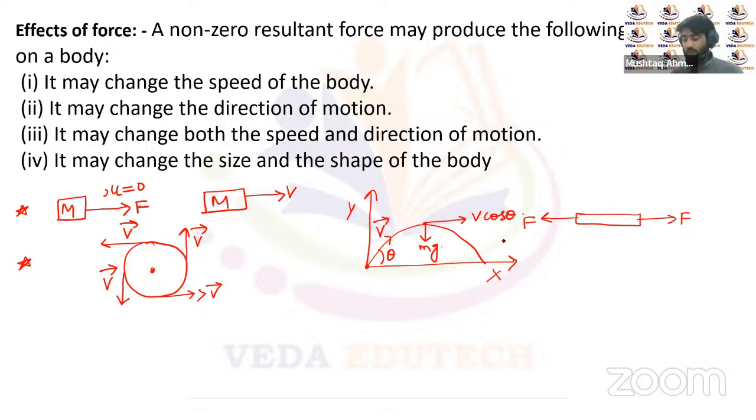So that's in case of projectile motion, right? In case of projectile motion, both the speed as well as the direction of a body change, and it may change the shape as well as the size of a body. We can have a permanent deformation in the shape as well as the size of a body, right?